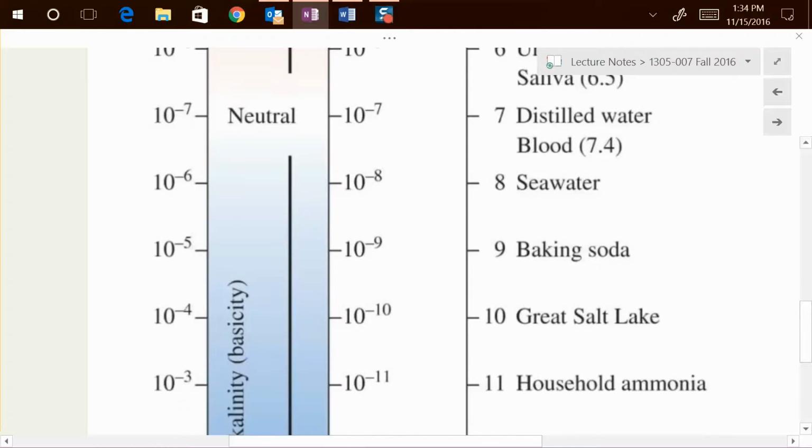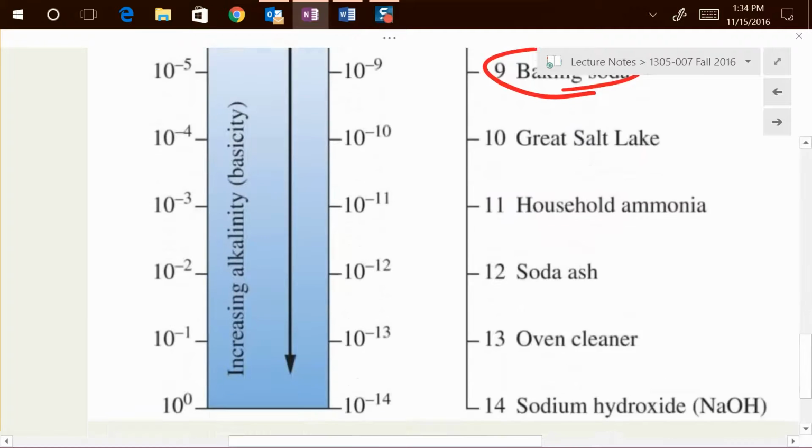Baking soda. If baking soda's ever gotten on your tongue, it tastes very bitter. This happens to me all the time. I make pancakes and put too much baking soda in, and they taste really bitter. It's too much baking soda. So yes, it's bitter because it's a base.